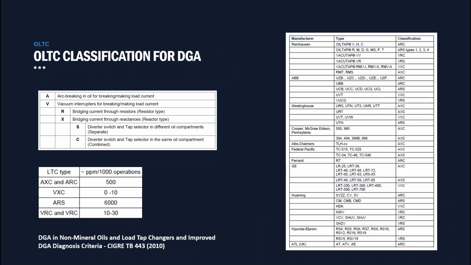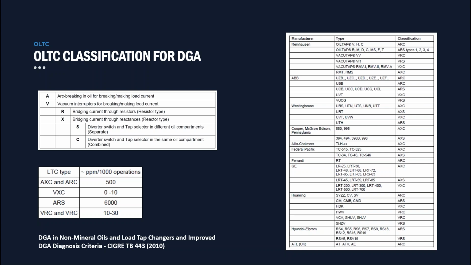So this particular classification system exists for different manufacturers and models of on-load tap changers, and it's based upon the operation of the on-load tap changer. And we see different manufacturers over here, the different types, and then their classification. So an asset that we frequently test is the Reinhausen M, and this is an ARS type tap changer. And what this means is that the arc breaks in the oil, bridging current occurs through resistors, and the diverter switch and the tap selector are in different oil compartments.